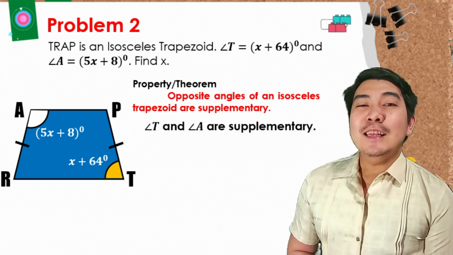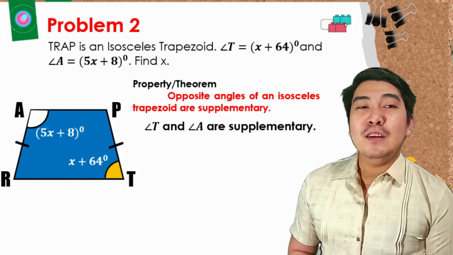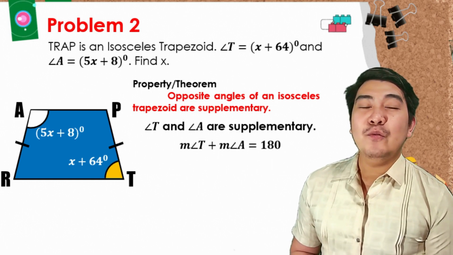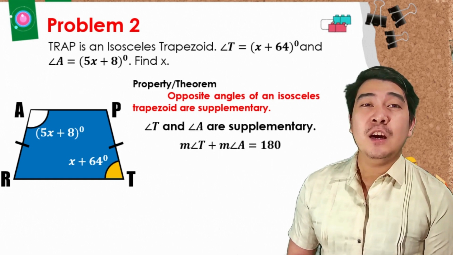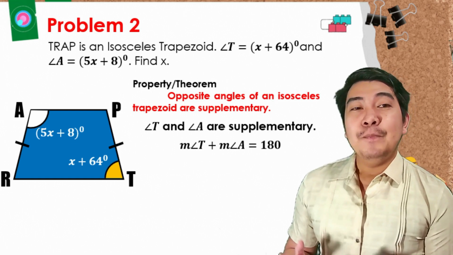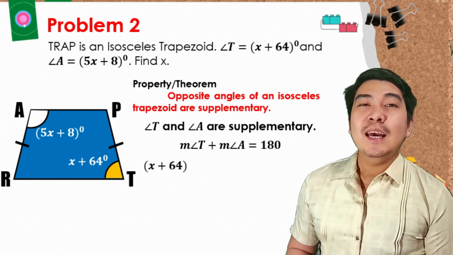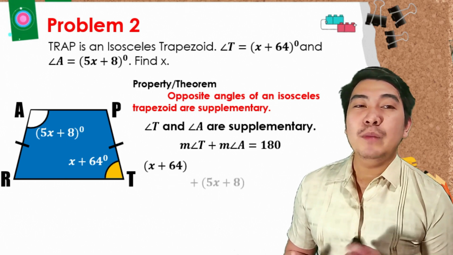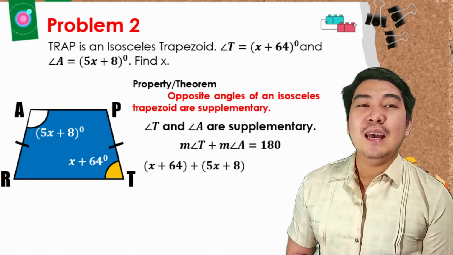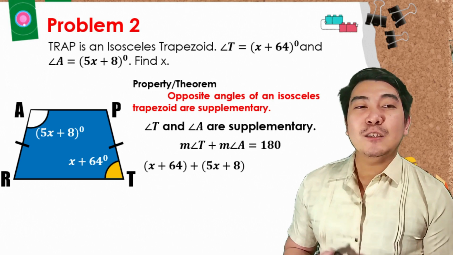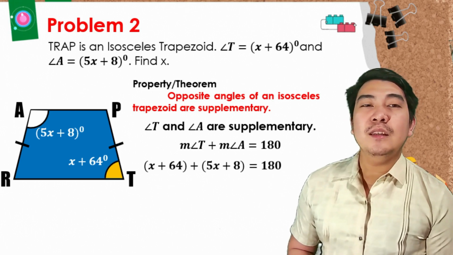Since angle T and angle A are supplementary, we can say that their measures, if we are going to add, will be equal to 180. Next, let us substitute the given. So the measure of angle T is x plus 64, plus the measure of angle A, which is 5x plus 8, and that will be equal to 180.